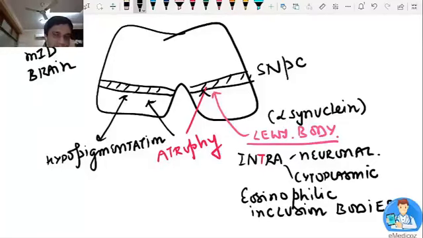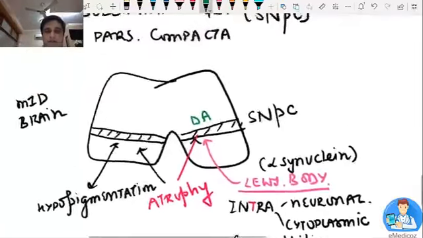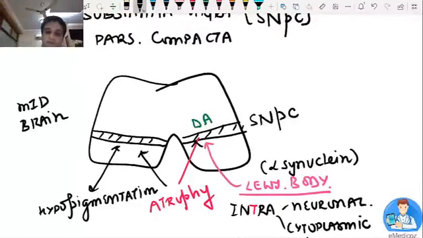Now how does it impact the patient? There is a very important neurotransmitter generated here that is known as dopamine. Dopamine works like a kick for me to work, right? Now dopamine has its effect not in the midbrain. It's produced here and goes somewhere else. It goes into a part of the basal ganglia which is known as the striatum.